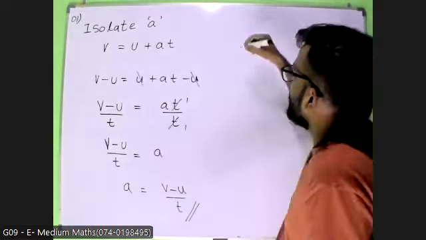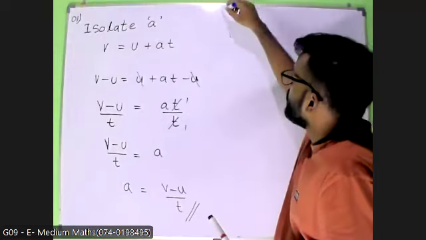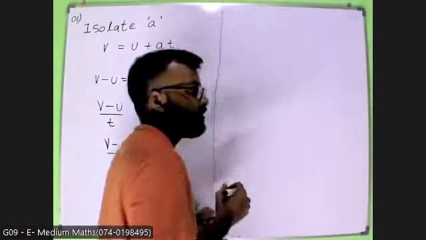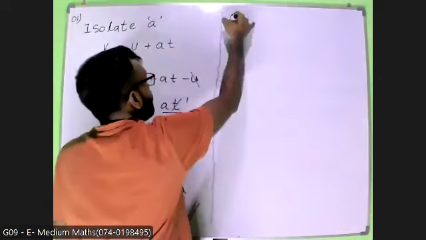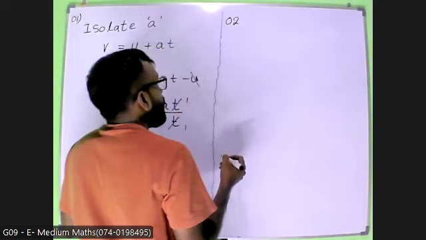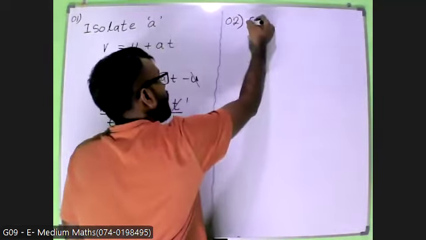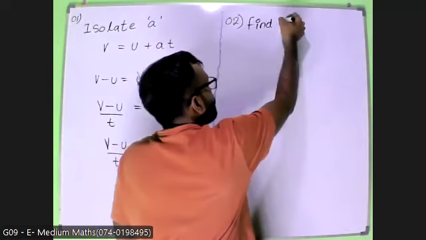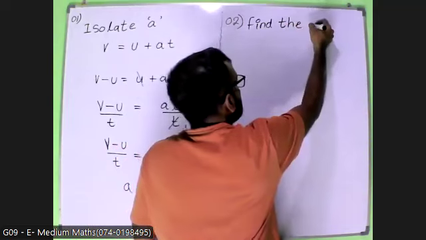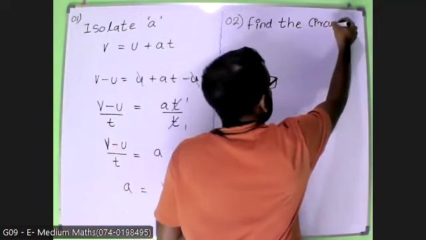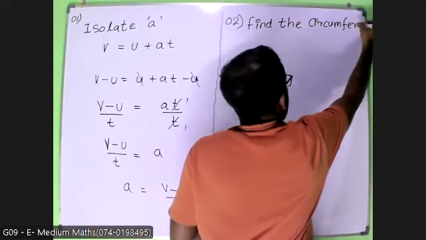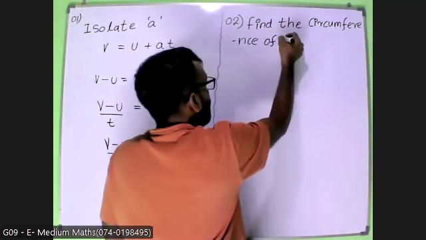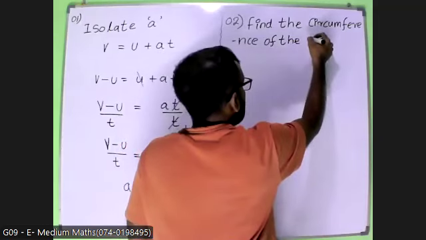Okay. Second one. You can write this down with me. Find the circumference of the circle.